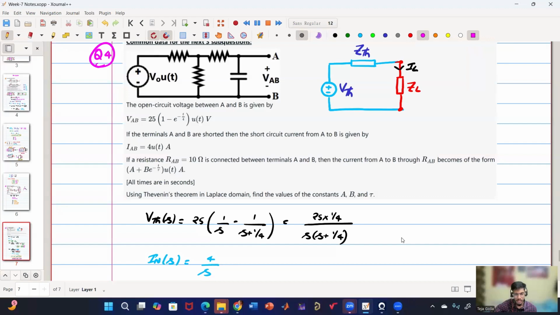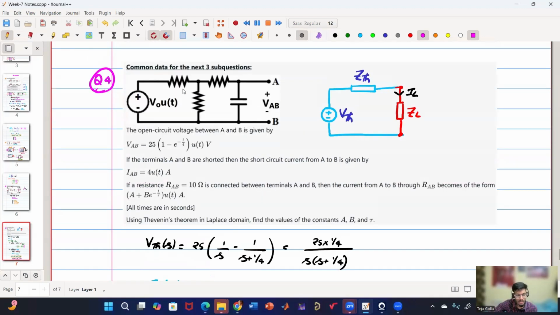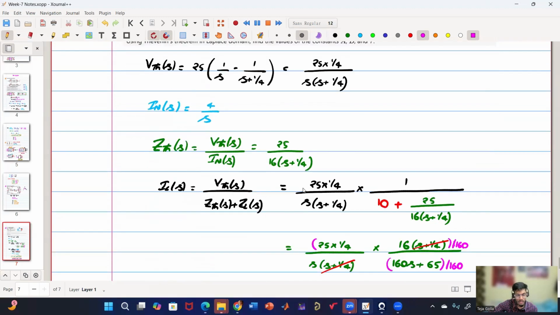Sir, in the last problem, ZL is 10, right? Which ZL? This one? V Thevenin by R Thevenin, V Thevenin by Z Thevenin plus ZL of S, right? ZL of S, yes. ZL is, we have to take 10.